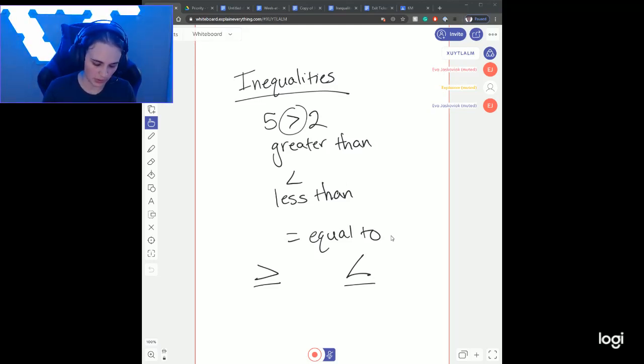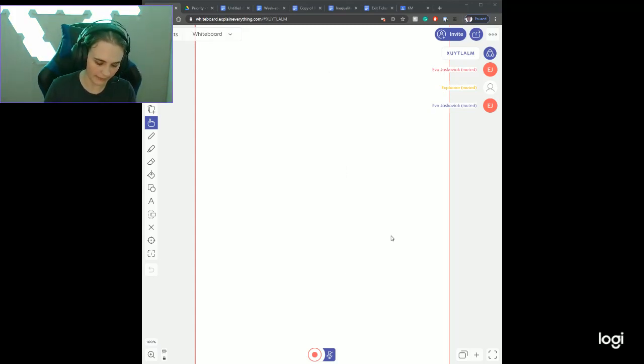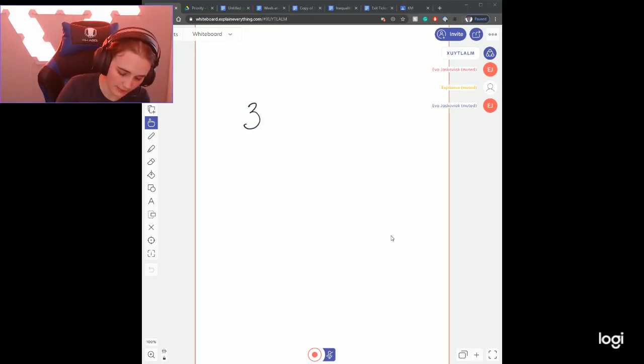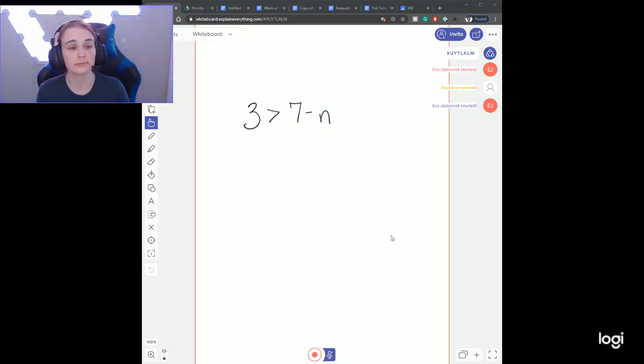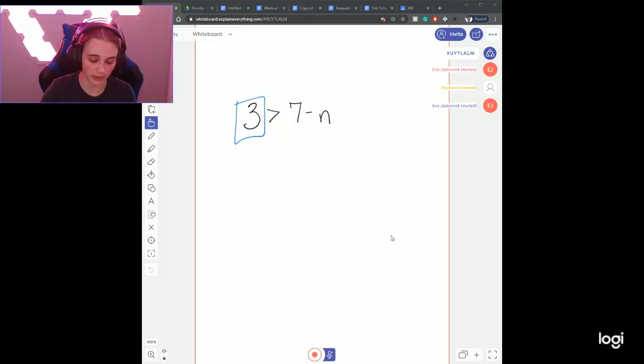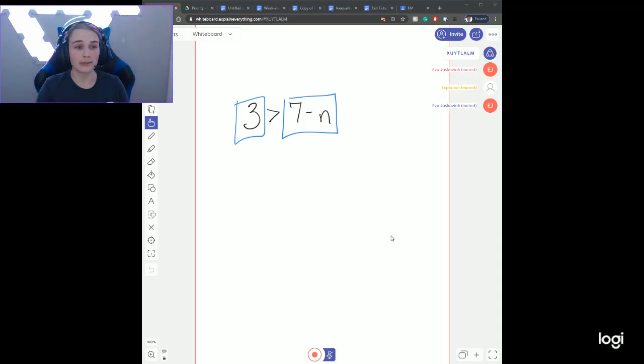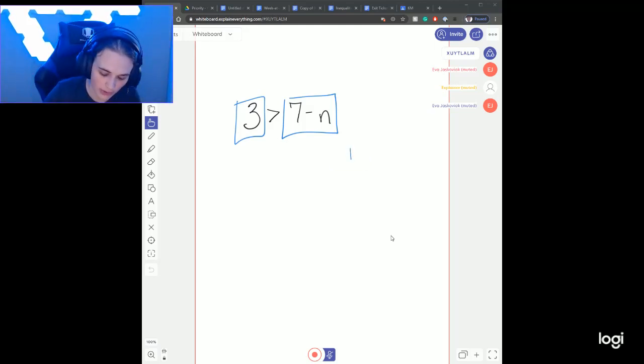So what we are going to do is use our knowledge of inequalities to be able to solve them. If I am given an inequality, such as 3 is greater than 7 minus n, that means that my 3 over here is one side of my inequality, and my 7 minus n is the other side of my inequality. N is a variable, so it could be any number at all. We don't know what it is. It could be anything. Let's try some different things to see if we can make our inequality true.